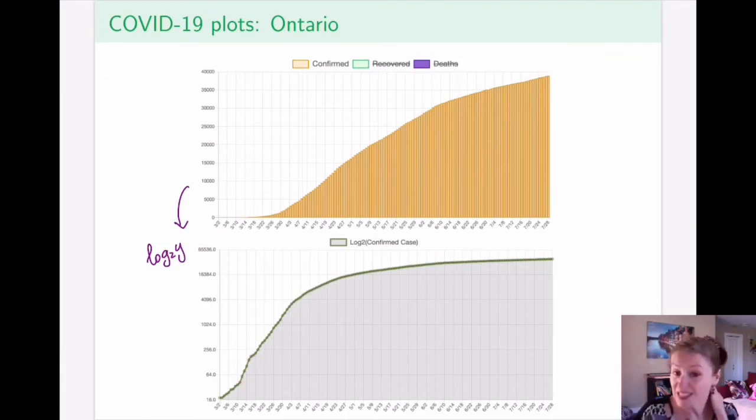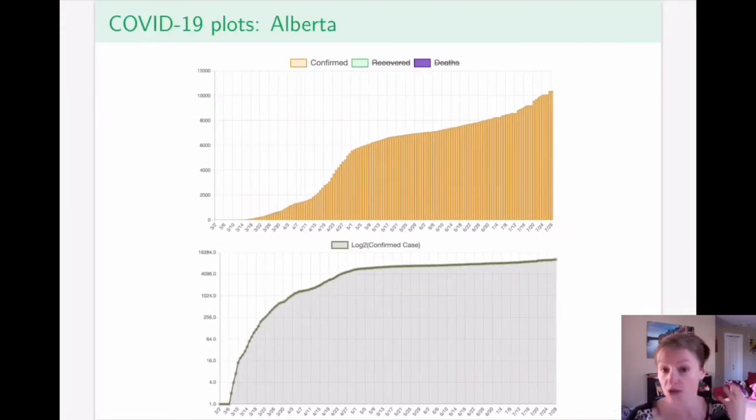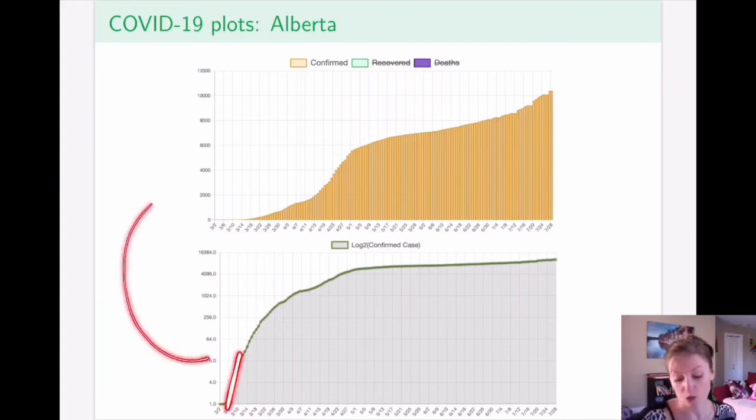Okay, and we can see the exact same picture in other provinces that have had a much bigger outbreak than BC. So for example, in Alberta, if you look at the regular graph, it looks like everything was going fine until just about mid-April. Whereas on the logarithmic graph, you can see this exponential tendency much earlier. You can already see a huge linear increase here, which once again, of course, corresponds to an exponential increase in cases on the actual total number of cases.